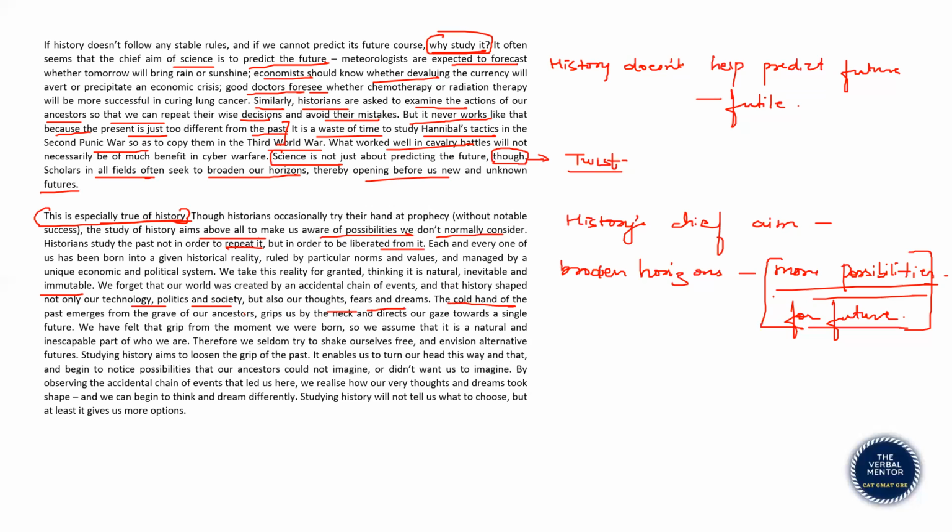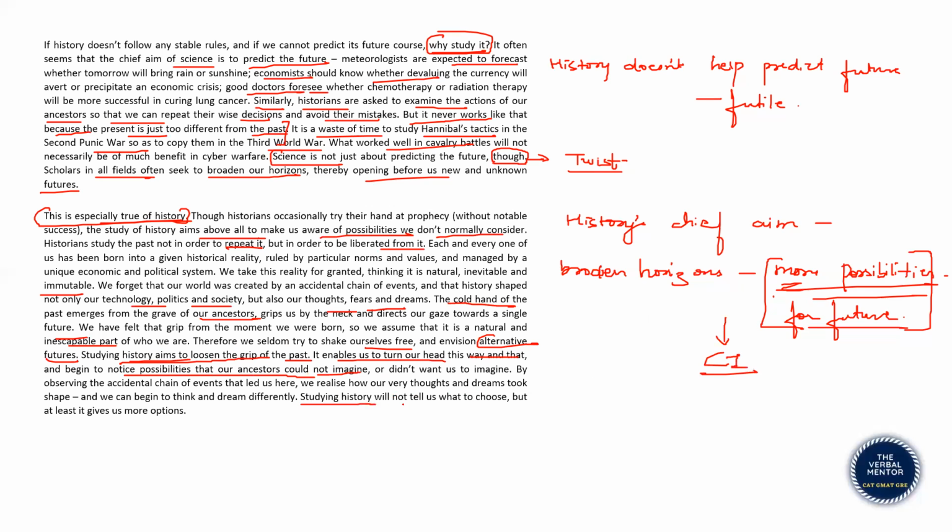The cold hand of the past emerges from the grave of ancestors. It grips us by the neck and directs our gaze towards a single future. We have felt that grip from the moment we were born, so we assume that it is a natural and inescapable part of who we are. Therefore, we seldom try to shake ourselves free and envision alternative futures. That is exactly the idea. More possibilities for the future. Studying history aims to loosen the grip of the past. It enables us to turn our head this way and that, and begin to notice possibilities that our ancestors could not imagine. Perfect. So I have identified the central idea.